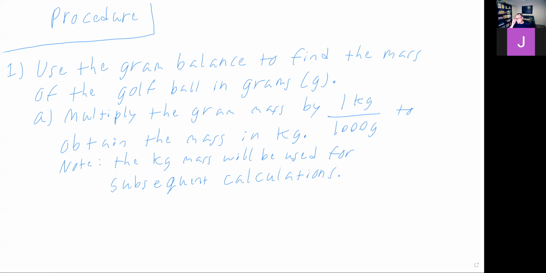Okay, so here's the first part of our procedure, step one. We're really breaking this into three different steps. So one, we're going to use the gram balance to find the mass of the golf ball in grams. The unit is g, grams. And we're going to then multiply the gram mass by 1 kilogram per 1,000 grams to obtain the mass in kilograms. Because, as the note says, we want the kilogram mass so that we can use it for all subsequent, that means following, calculations. Okay, so go ahead and get this into your notes, and then we're going to head to step 2 of our procedure.